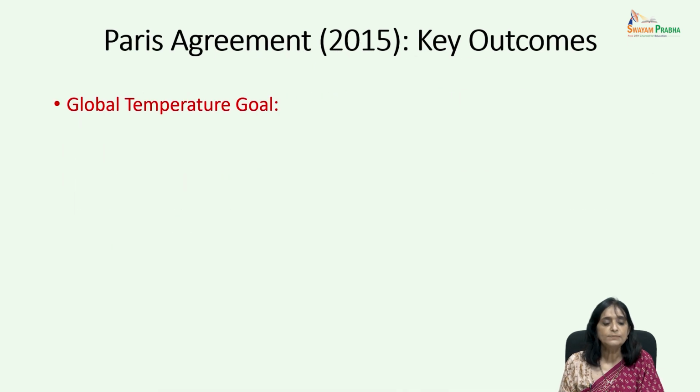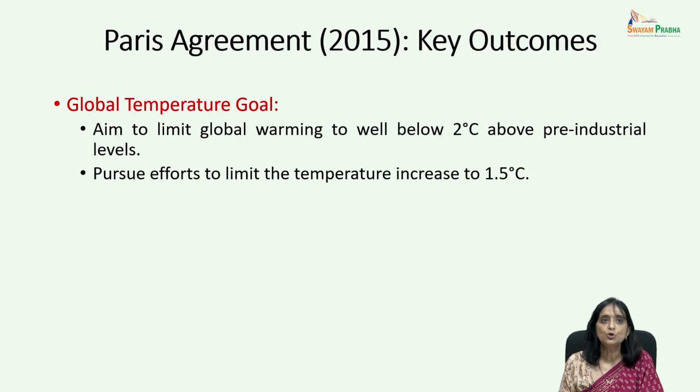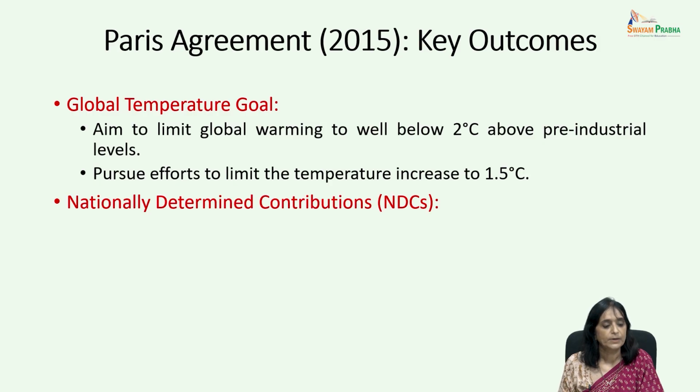What were the key outcomes? The first was related to the global temperature goal. This particular agreement aims to limit global warming to well below 2 degrees Celsius above pre-industrial levels. And it also pursues efforts to limit the temperature increase to 1.5 degrees Celsius.